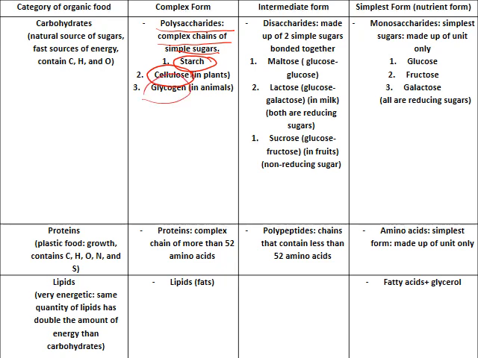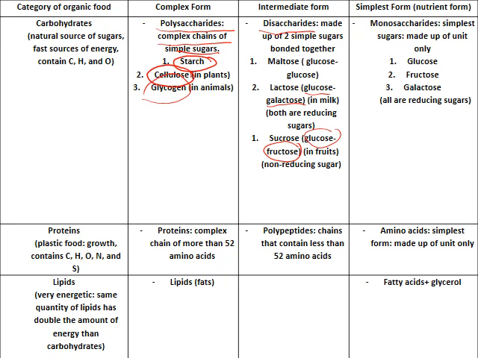The intermediate is known as di-, meaning two, so it contains two simple sugars bound together. The first example is maltose, which is glucose plus glucose. Second, we have lactose, which is glucose plus galactose, mainly in milk. Sucrose is glucose plus fructose, in fruits.